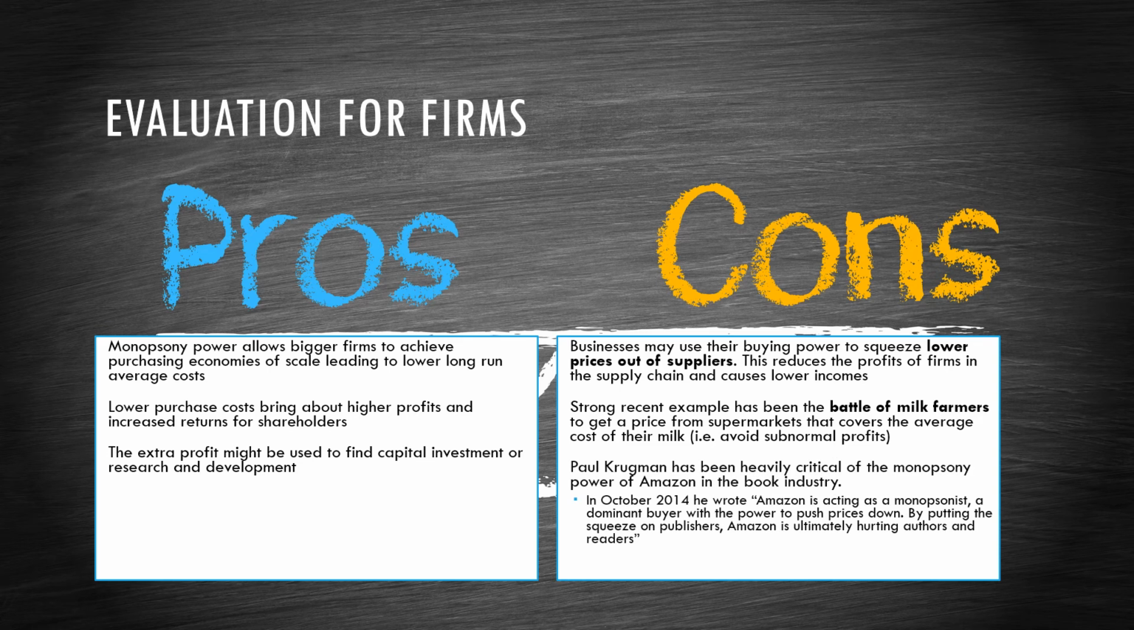Amazon, again, as we've mentioned, is also being criticised in the book industry. They buy so many books that they act as a monopsonist, the dominant buyer, and so they push prices down, and this squeezes the profits that the book publishers can make. Ultimately, that hurts the authors, and ultimately then the readers.